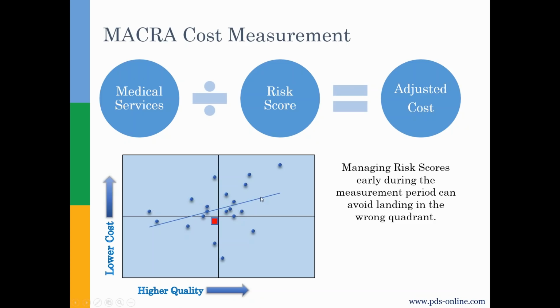If you're in the lower left quadrant, you have higher costs and lower quality, and you're going to be the last to see some of the benefits of incentive plans and rewards in your fee schedules. So the worst thing that can happen is you get to the end of a performance year and you find out that you're just over the line into that lower quadrant or even the upper left or lower right. You want to be positioning yourself in that upper right quadrant.